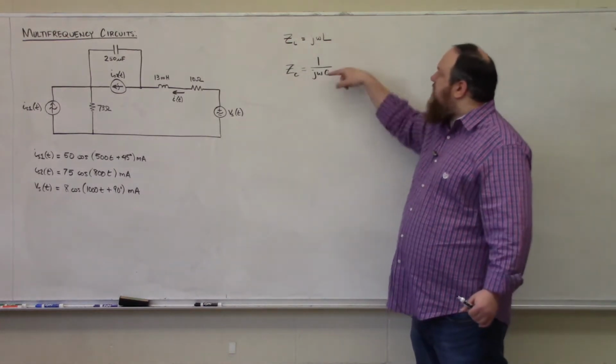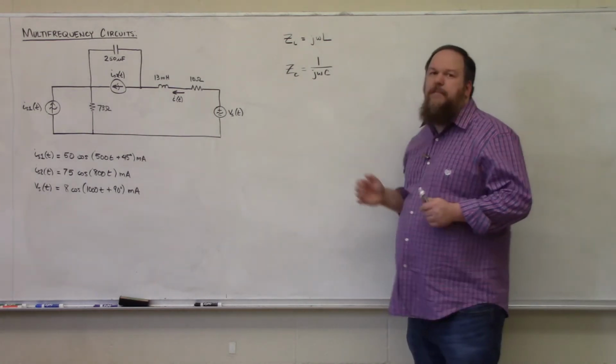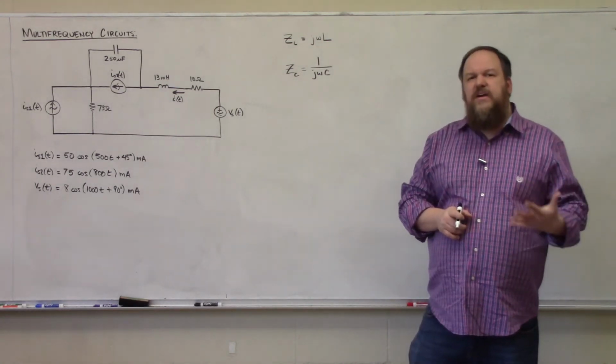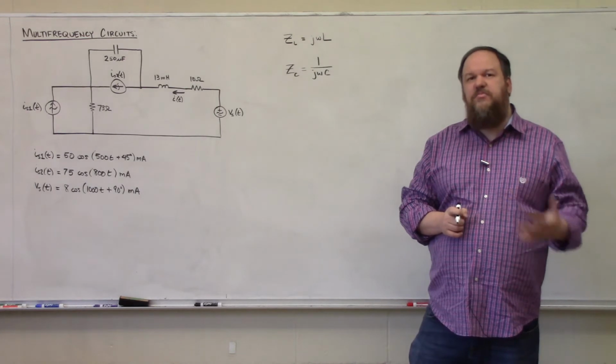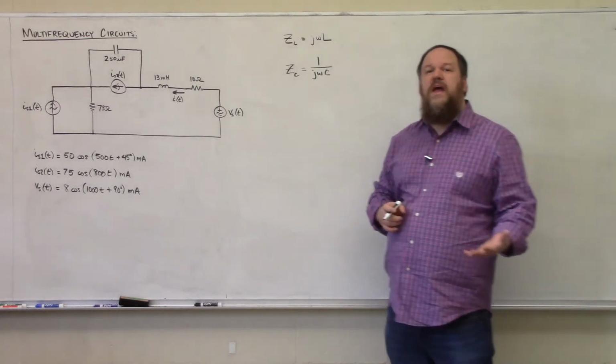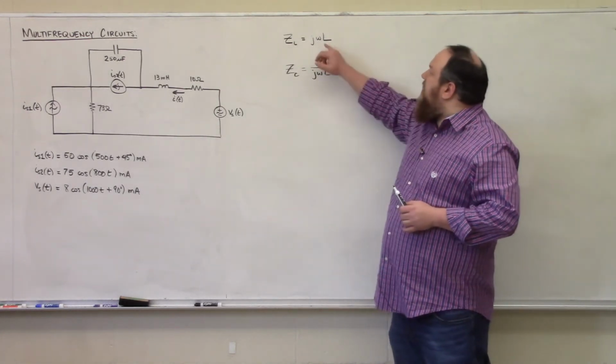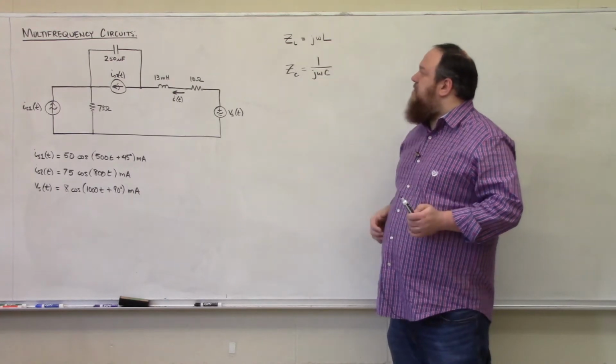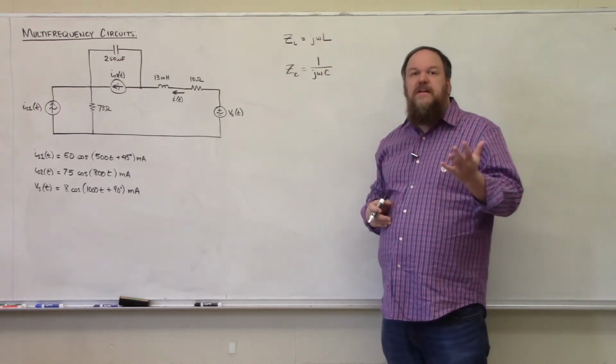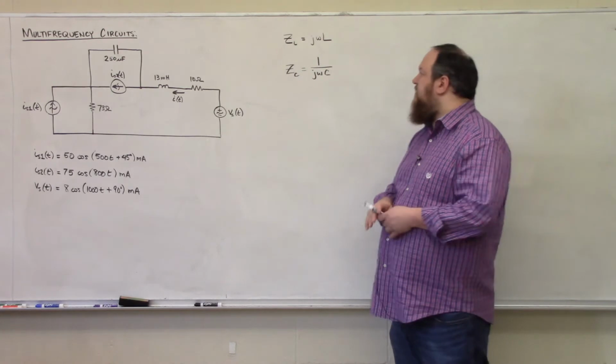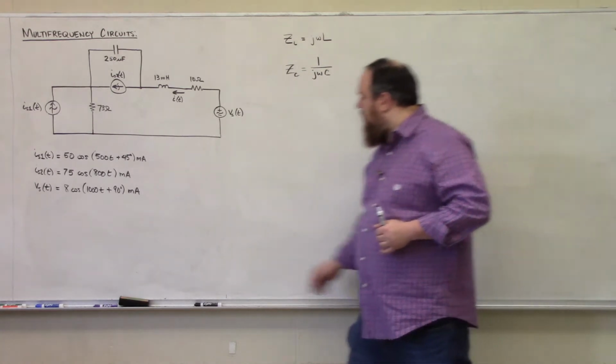Well, if we have three different omegas, how do we compensate for that? And the answer is that we're going to have to apply the superposition principle. There's no other way around it, because this inductor cannot have an impedance of three distinct impedance values simultaneously, nor can this capacitor.